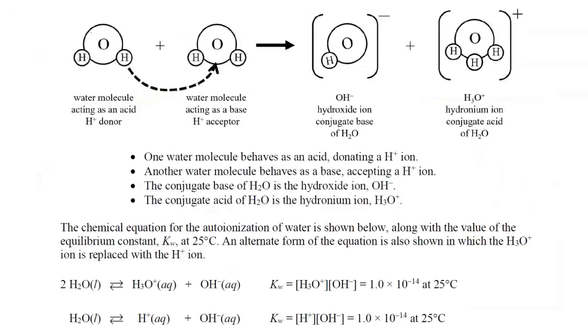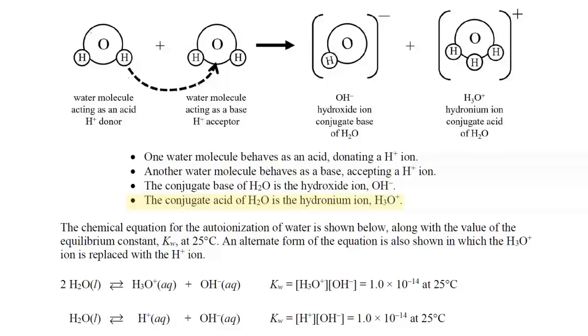So in summary, one water molecule behaves as an acid, donating an H+ ion. Another water molecule behaves as a base, accepting an H+ ion, and the products are the conjugate base of water, which is the hydroxide ion, and the conjugate acid of water, which is the hydronium ion, H3O+.